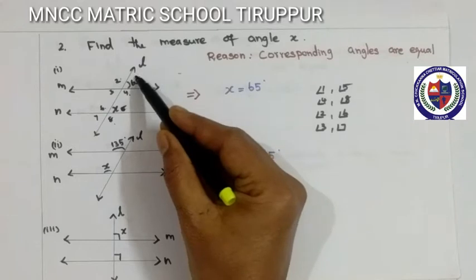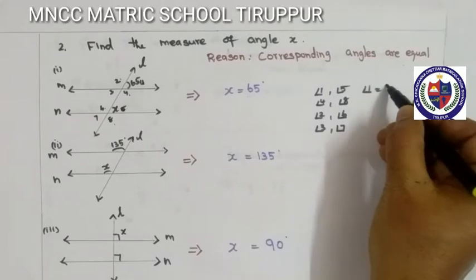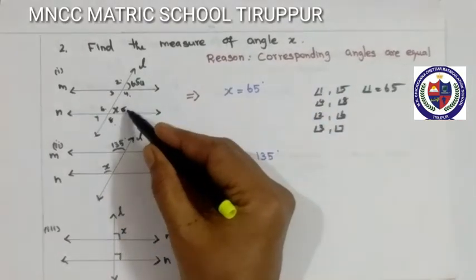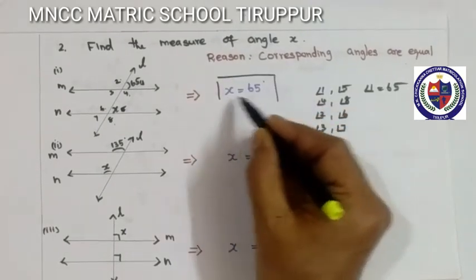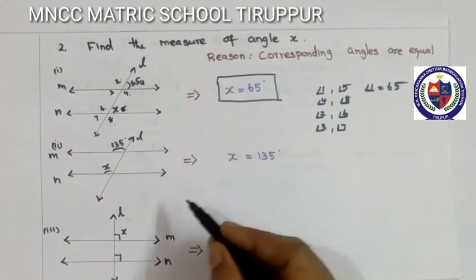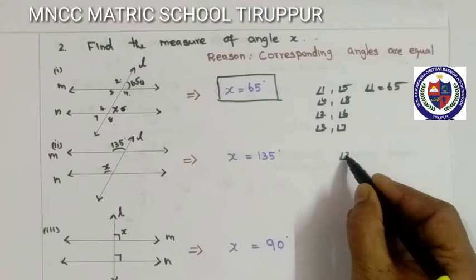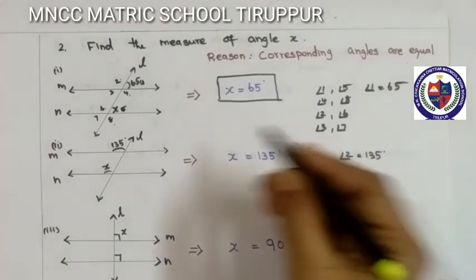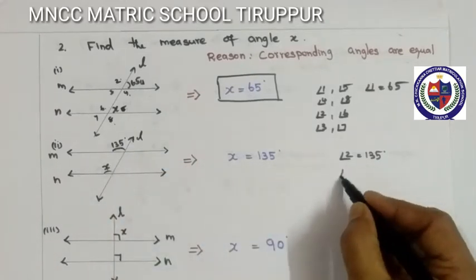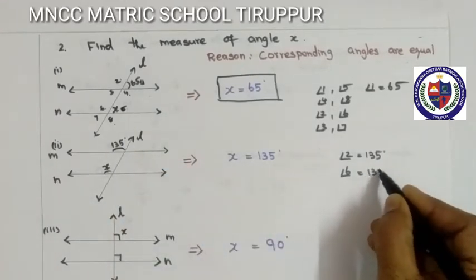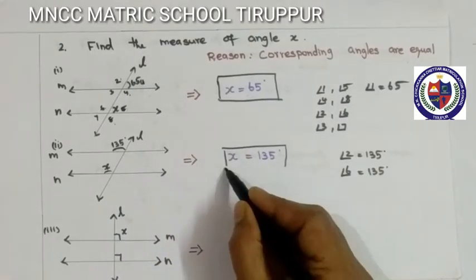Here, angle 1 is 65 degrees. So angle 5 is also 65 degrees. Therefore x equals 65 degrees. Second one, 135 degrees. So angle 2 is 135 degrees. So 2 and 6 are corresponding angles, which are equal. So angle 6 is also 135 degrees. So x equals 135 degrees.